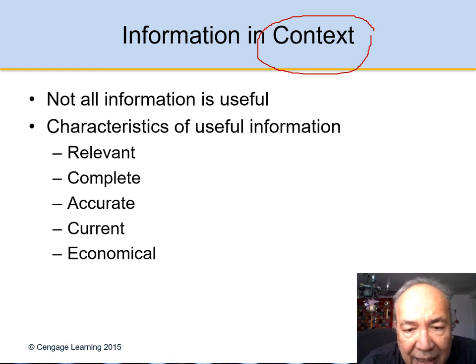If you are in need of food, the context is that you want to know information about where you can get the food. If I give you information about the food in the context of where you can buy a car, it doesn't make any sense. It doesn't make any sense.